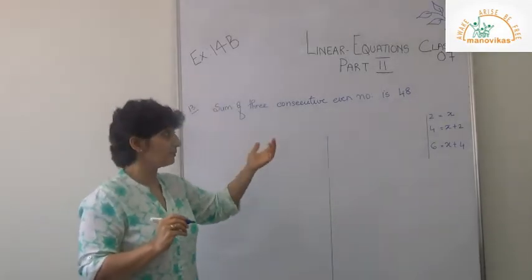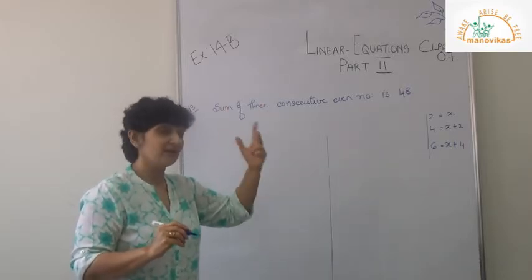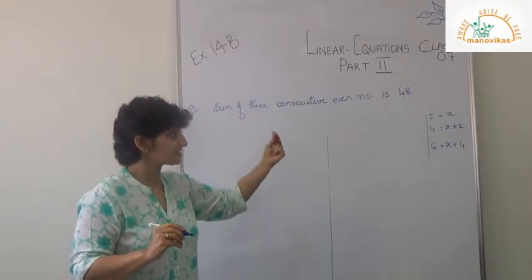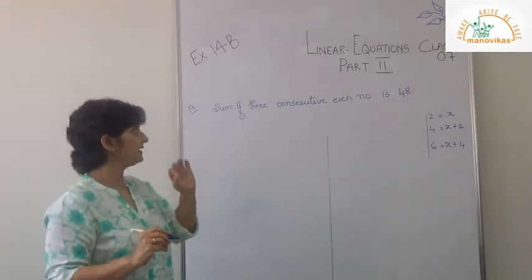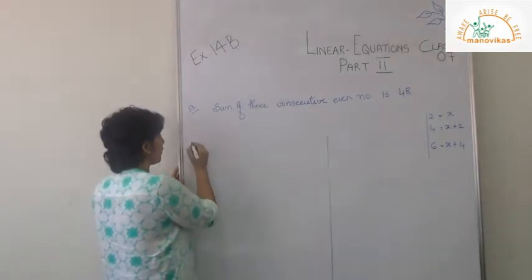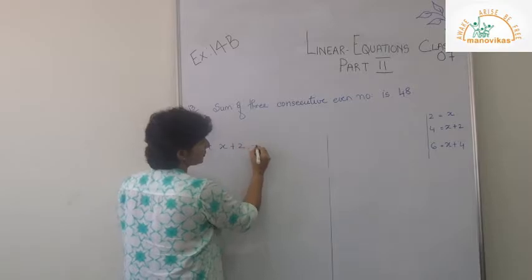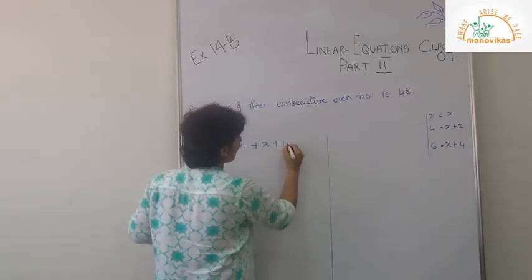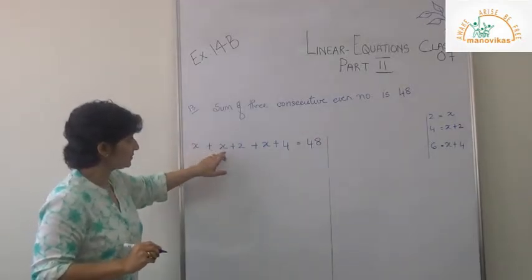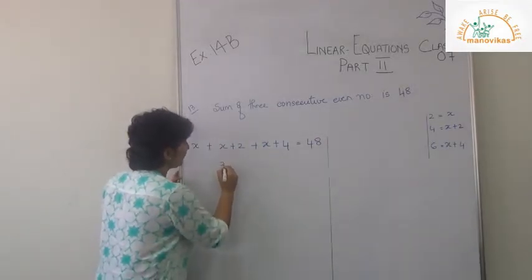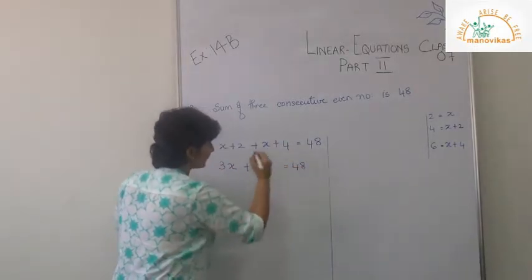So let your first number be x. The second number will be x plus 2. The third number will be x plus 4. Because they have asked you to find out the sum of 3 consecutive numbers. So x plus x plus 2 plus x plus 4 is equal to 48. So 1x plus 1x plus 1x gives me 3x plus 6 is equal to 48.